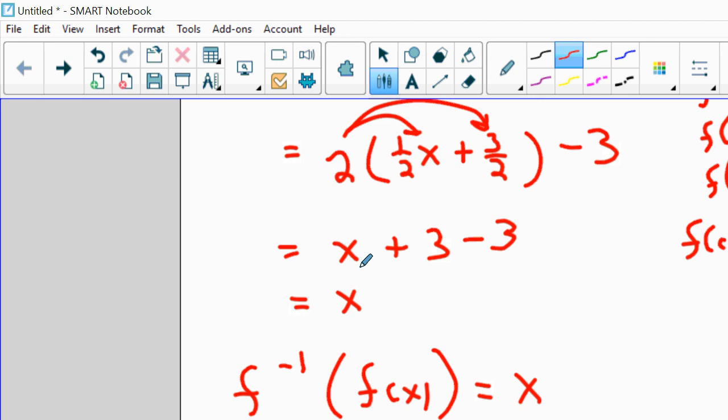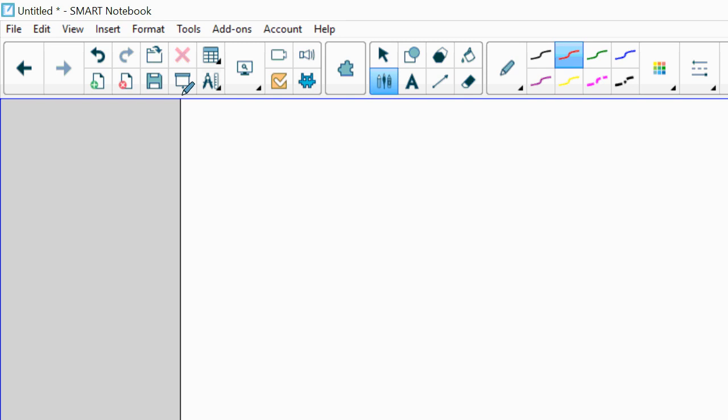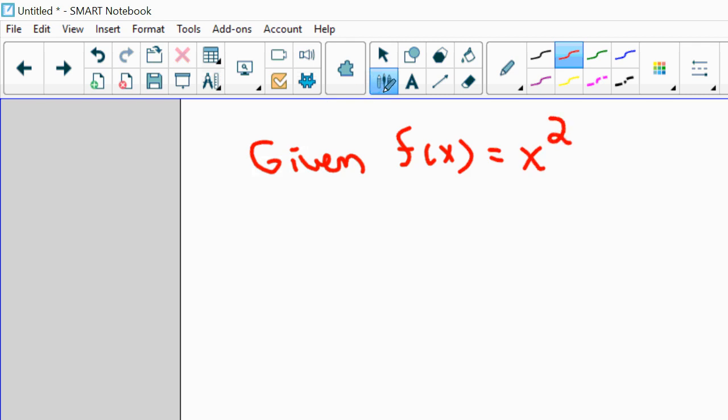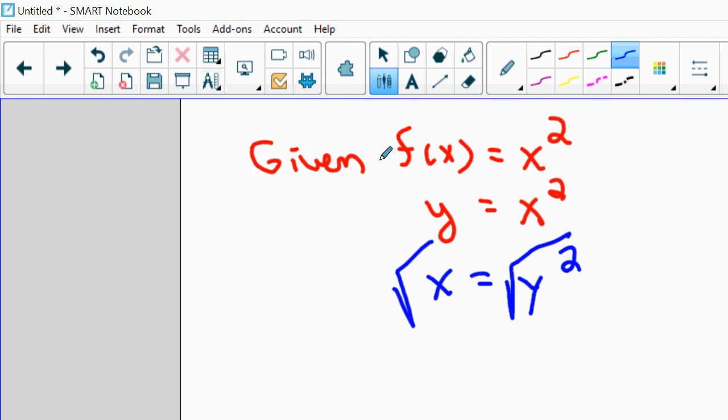All right, there's phase 1 of your algebra review. Next, given f of x equals x squared, we can quickly find its inverse by switching the x and y and isolating y.